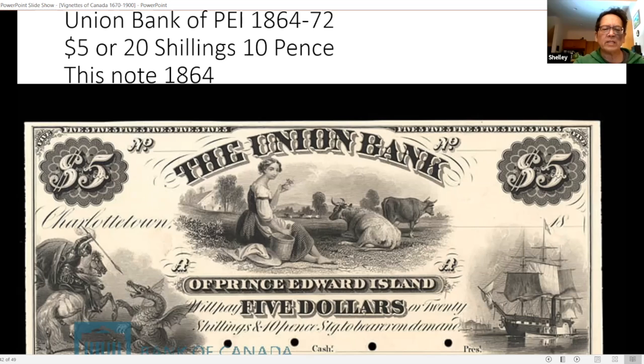You've also got a dual denomination here, again, $5 for 20 shillings and 10 pence. So it's almost like a little converter at the same time as a banknote in terms of currency.